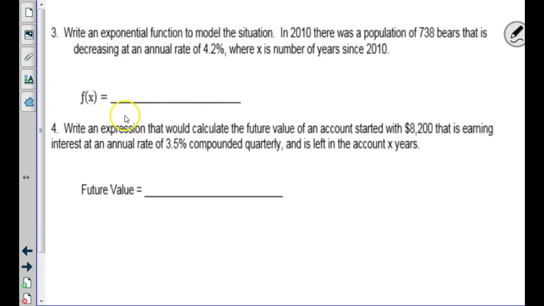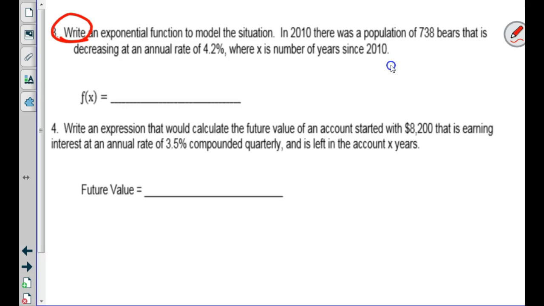All right, moving on. Number 3 says write an exponential function to model this situation. It doesn't ask you to solve these, guys. That's just an exercise in typing. And last year we gave this as a no calculator quiz, so we just didn't bother to have you put it in. So it's just writing the function. In 2010, there was a population of 738 bears that is decreasing at a rate of 4.2%, where X is the number of years since 2010.